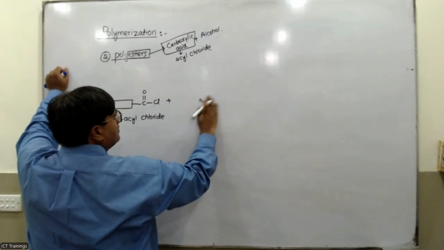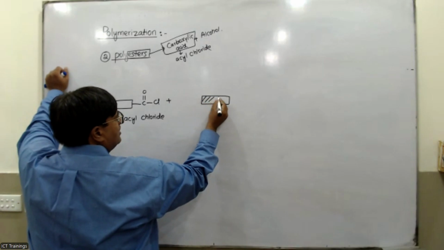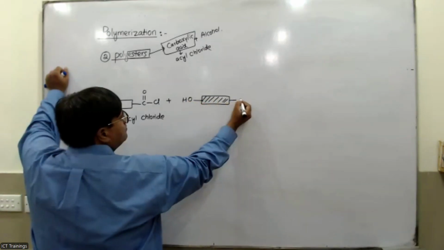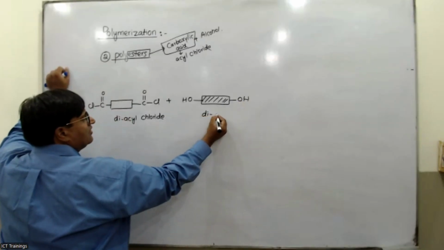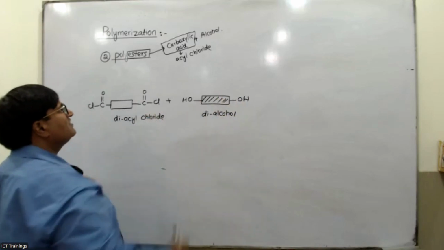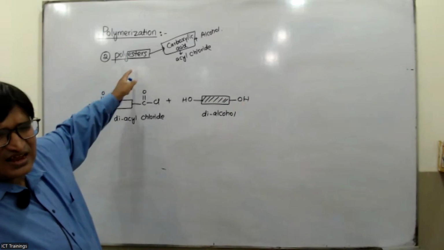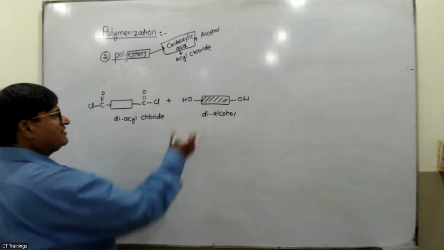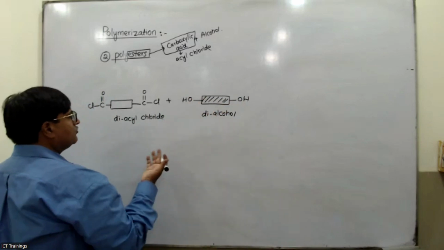The next thing is the alcohol. If you see another carbon and hydrogen chain like that, having the alcoholic group on both sides, this is the di-alcohol. These two kinds of monomers are used in polyesters. It is a diol, of course, but I'm just making you understand. This is a di-alcohol with two alcoholic groups.